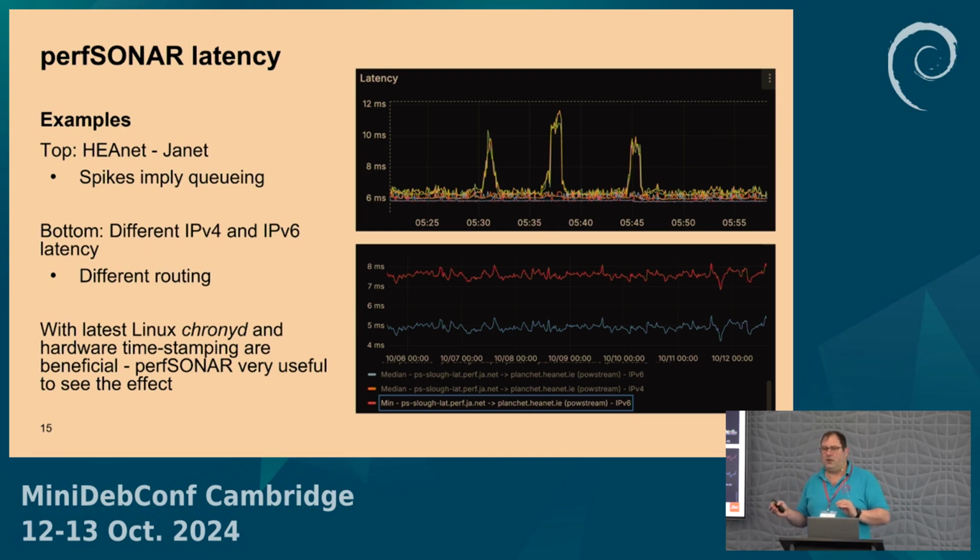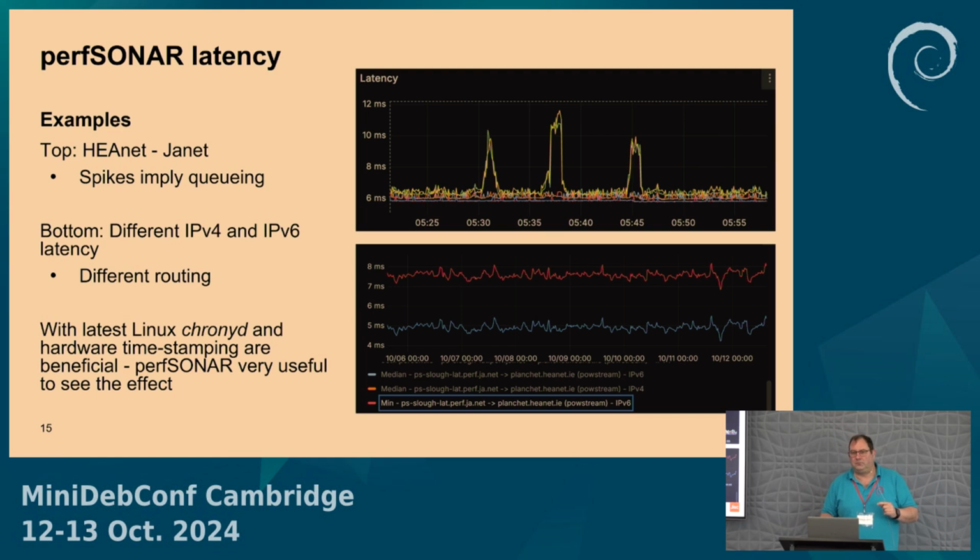Our counterparts in Ireland, HEANet, are particularly interested in precise time, and so we set up a little mesh with them. And in the top, you can see we've got reasonably steady latency, but you see some latency spikes, and those imply that some queuing somewhere on the path between us and them, or actually, I suspect, in their virtualization platform.